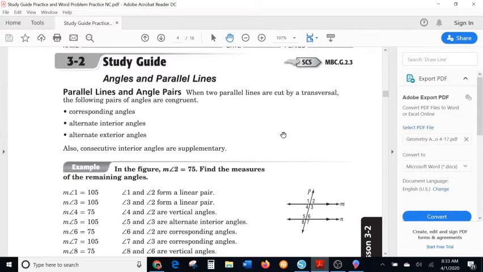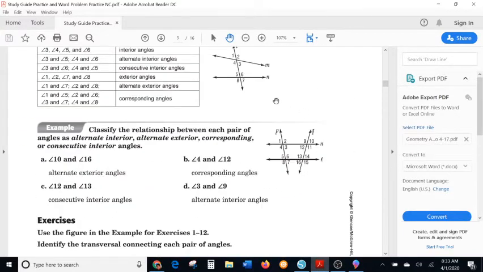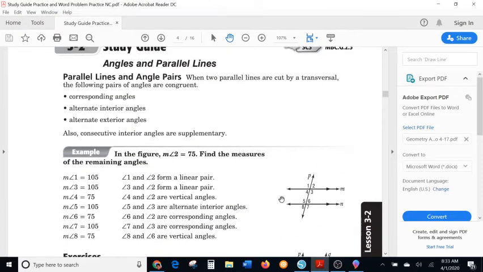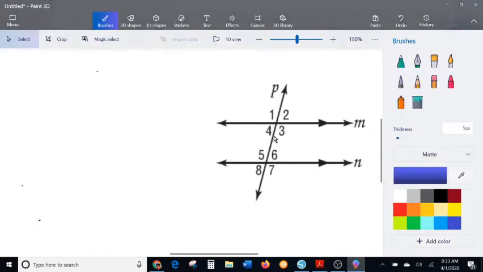Now, whenever you're doing yesterday's work, we can't figure out what all of these angles are just knowing one. But when you have parallel lines with transversals, if you know one angle, you can find the rest of them. And it's all based on those angle relationships.